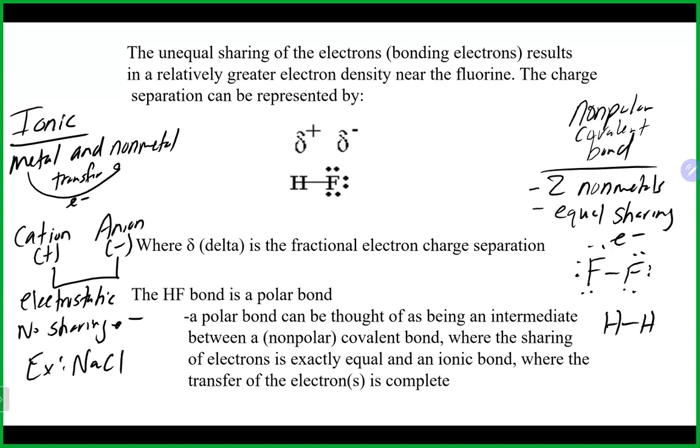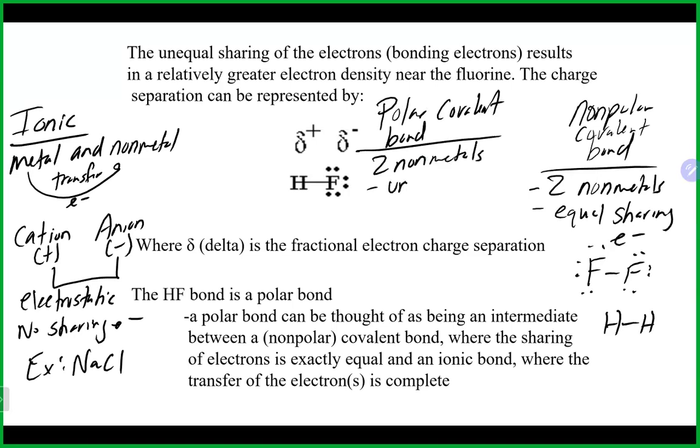Sort of in the middle of those two types of bonds is our polar covalent bond, or just a polar bond. Also between two nonmetals, we have unequal sharing of electrons here, creating that positive side on one and negative side on the other. An example would be this guy right here, our HF, right?